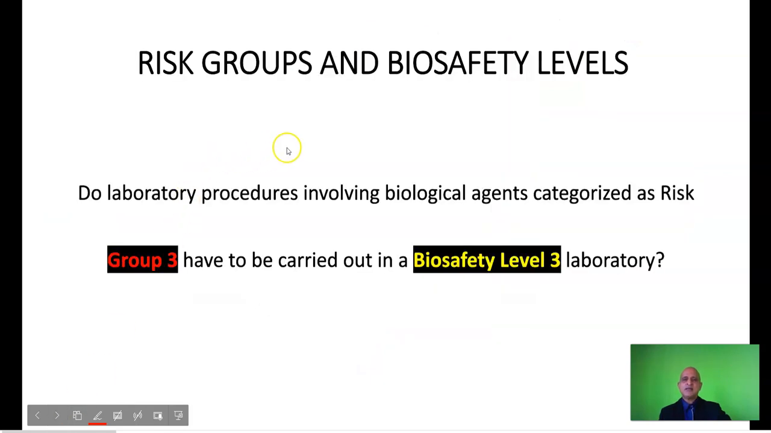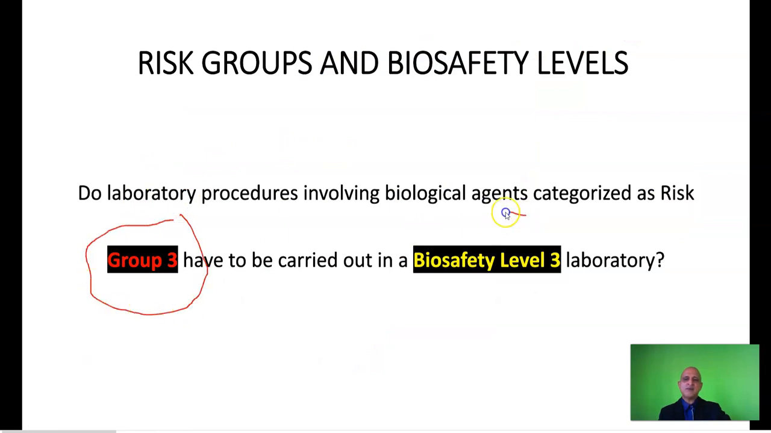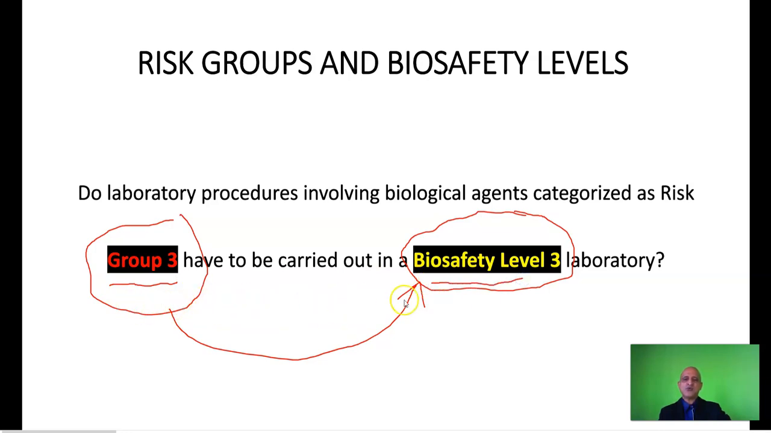Now, many biorisk managers ask, do risk groups correlate with biosafety levels? Okay. This is the question which has been posed in many discussions. So if I'm working with a risk group 3 pathogen, should I work in BSL3, or risk group 4 in BSL4? And the answer for this is, it depends on your respective administrative controls.